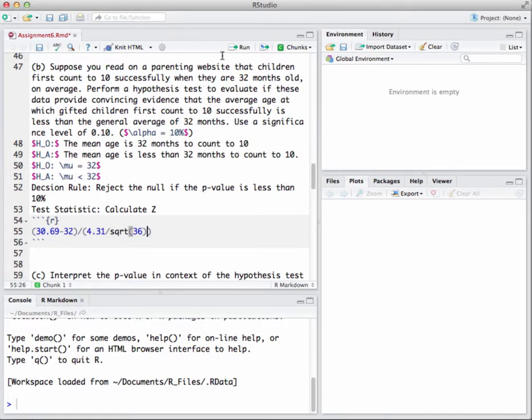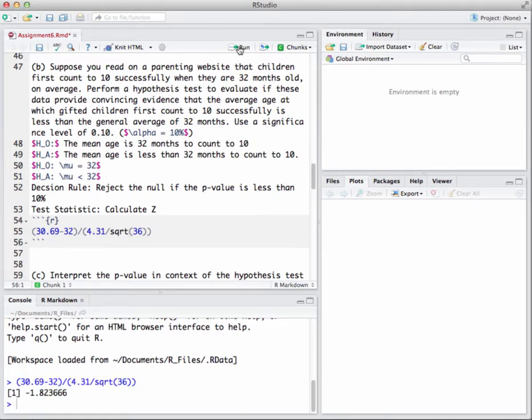Let's go ahead and run that chunk real quick. And we get negative 1.8236666, okay? Now we knew the devil was in this problem already, didn't we? So our test statistic z is not quite 2 standard deviations below the mean, but remember we're using an alpha of 10%. Since we're using an alpha of 10%, that's probably going to be plenty, okay?